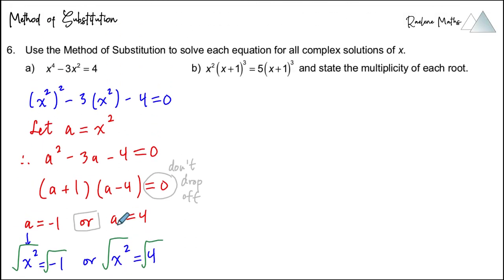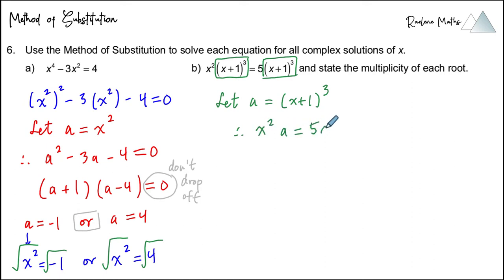Okay, let's take a look at the other example. We have x squared times (x plus 1) cubed equals 5 times (x plus 1) cubed. Here we see that (x plus 1) cubed is repeated, so we can call that a in this example. If we let a equal (x plus 1) cubed, then we get a new equation in a and x that says x squared times a equals 5 times a.